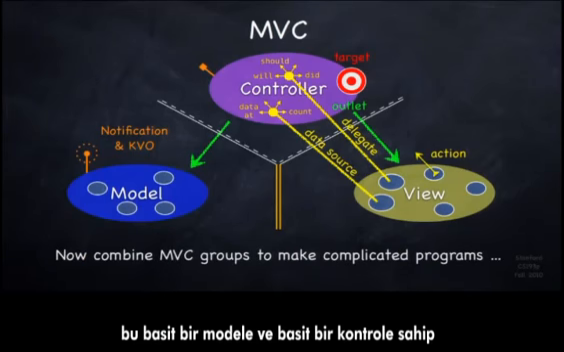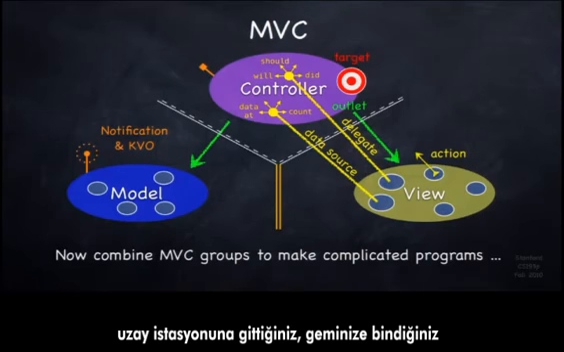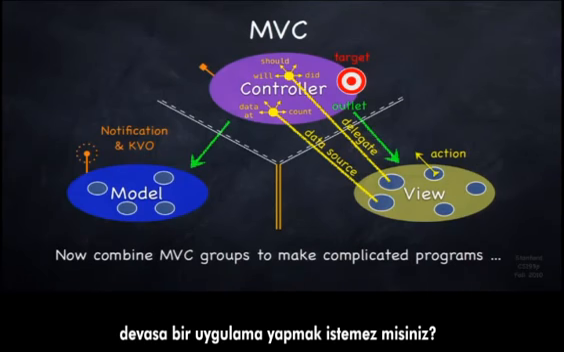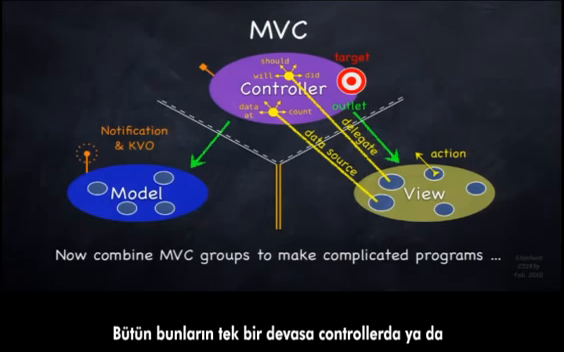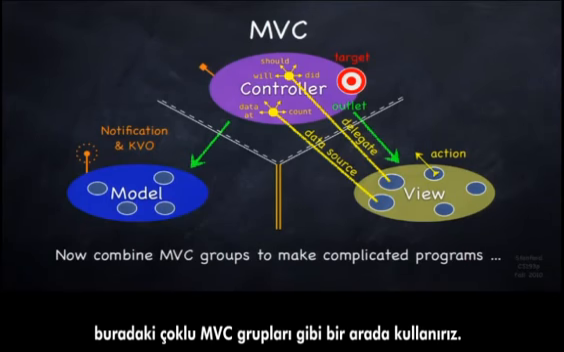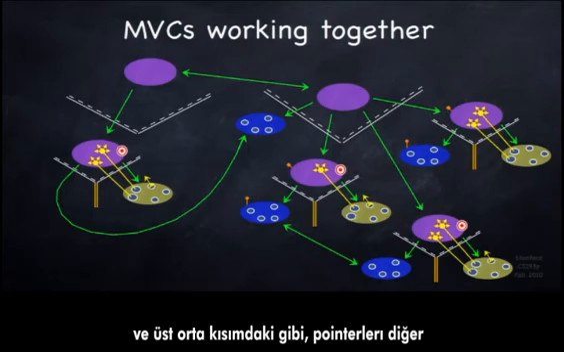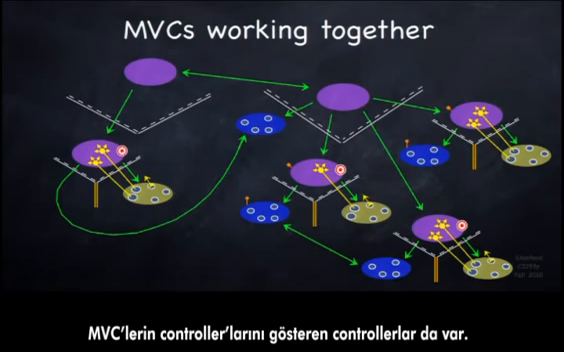Okay, so this is great for a simple little application that has a simple model and control, but you wouldn't want to build a humongous app with all kinds of screens and preferences panels, your space shoot 'em up, you're going to a space station, you're on board. You don't want all that in one gigantic controller or suite of controller objects. So when we build applications, we combine these MVCs into multiple MVC groups like this. Okay? So here you can see the little MVCs, and that some controllers, like the one up in the middle, its view pointers are pointing to other controllers of MVCs.